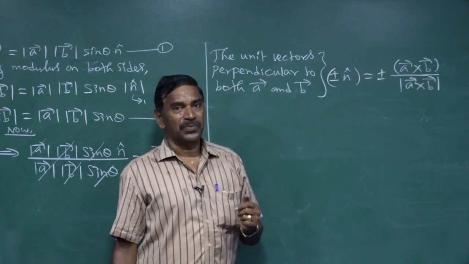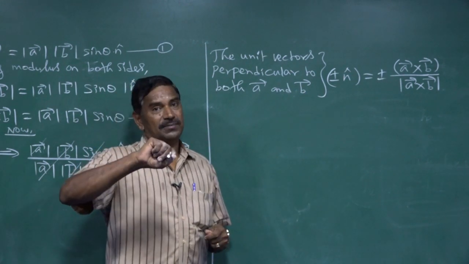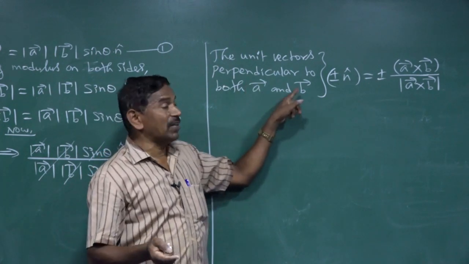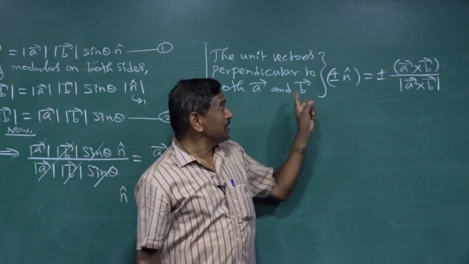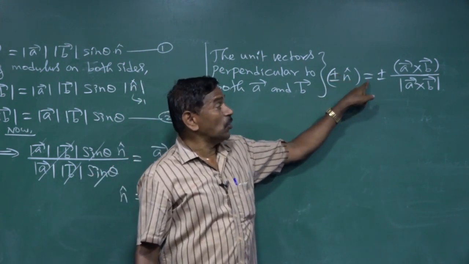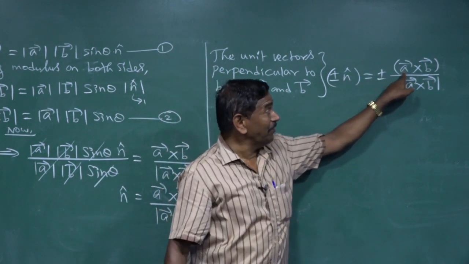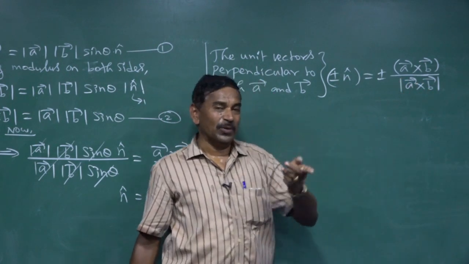Similarly, can you tell me the vectors of magnitude 6 perpendicular to both A vector and B vector are given by the formula? Very good. That is plus or minus 6 into n cap equals plus or minus 6 into A vector cross B vector divided by modulus A vector cross B vector.